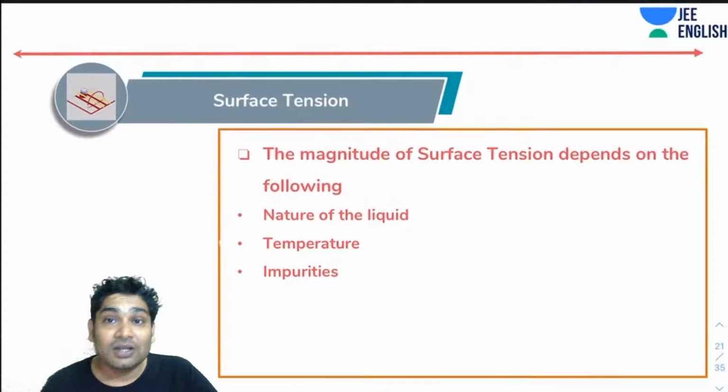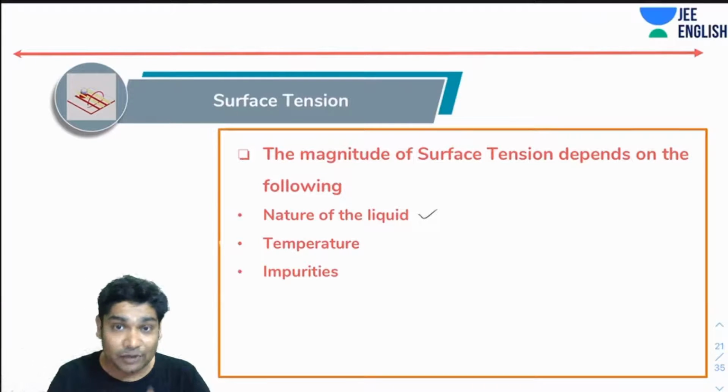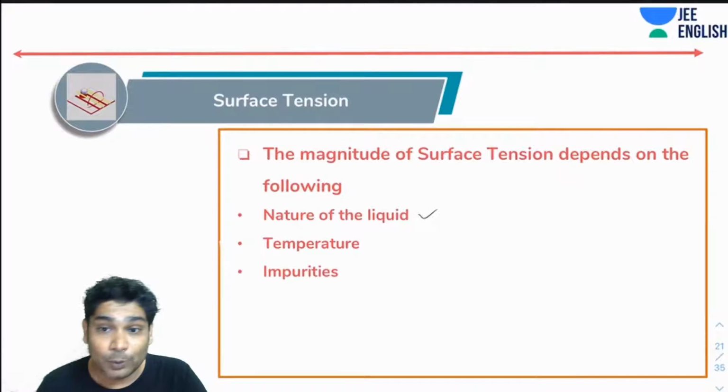Okay, so now the magnitude of surface tension depends on the following quantities. One, the nature of the liquid. So for one liquid, the surface tension will have one value. For another liquid, it will have another value.